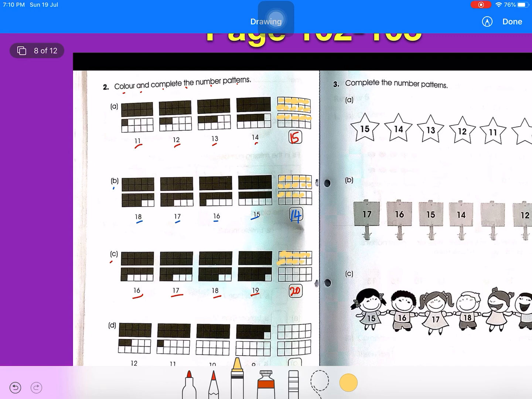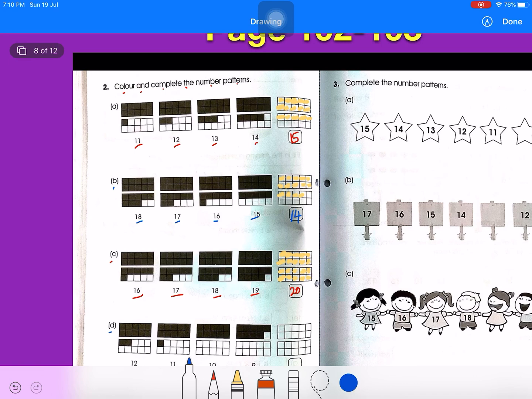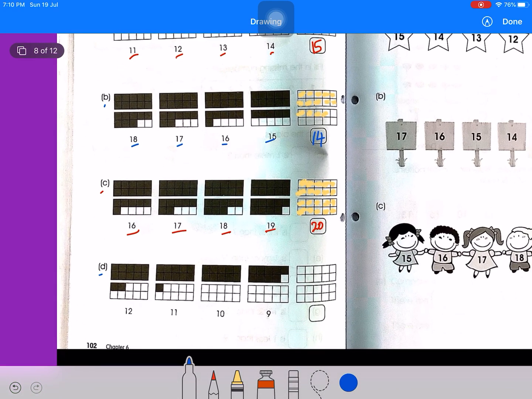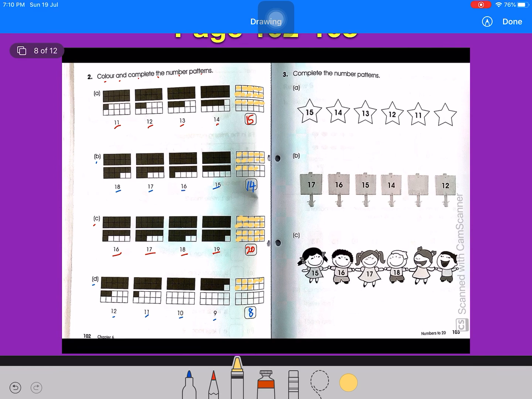6, 7, 8, 9, 10, 11, 12, 13, 14, 15, 16, 17, 18, 19, 20. Okay, and last one, D. D, 12, 11, 10, 9, then 8. This is going backward. And of course, we color 8 boxes. 3, 4, 5, 6, 7, 8. Okay, that's it. Okay, next one is page 103.